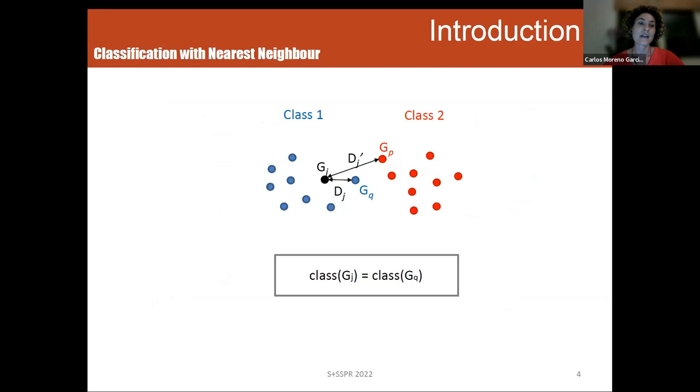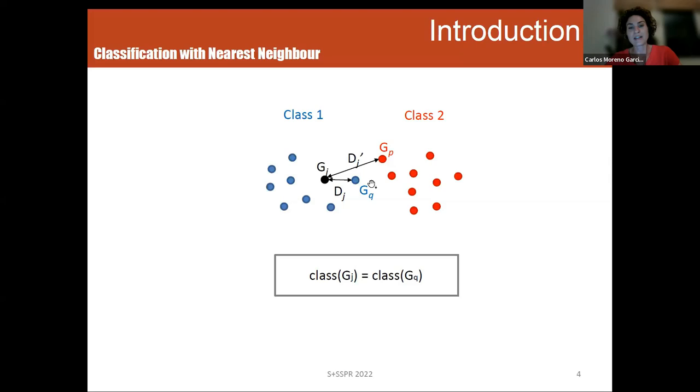When we have the concept of graph edit distance, we can apply it to solve classification tasks with the strategy of nearest neighbor. How do we do this? We just consider the class of each graph as the class of its nearest neighbor. In this case, this graph G is classified as G sub P.